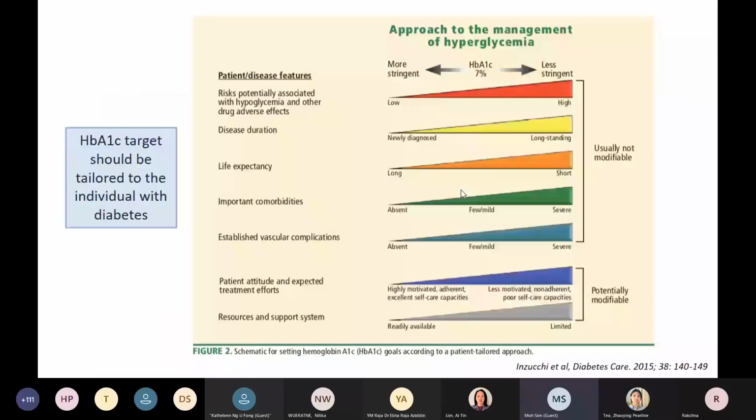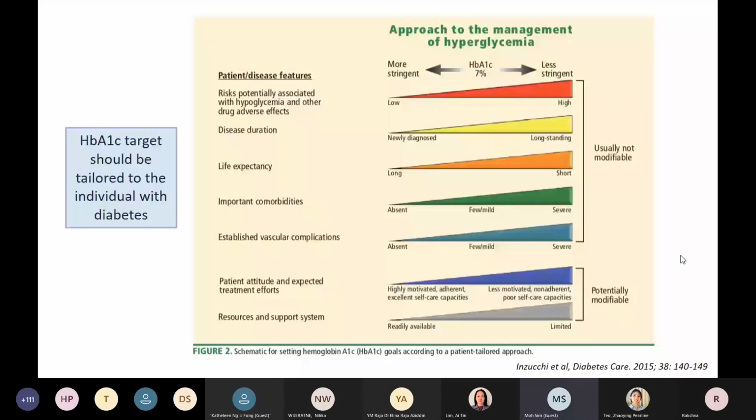I think it's also increasingly recognized that HbA1c targets should be tailored to the individual with diabetes. And the approach to the management of hyperglycemia depends on many factors. You can actually impose more stringent targets for patients who are newly diagnosed with diabetes, who potentially have a long life expectancy, and who do not have any comorbidities or established vascular complications.